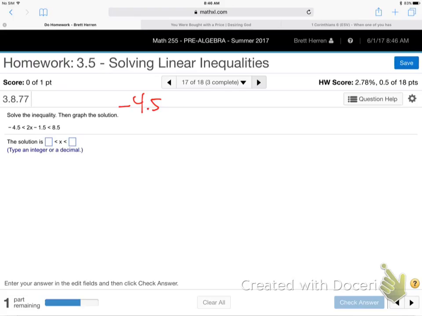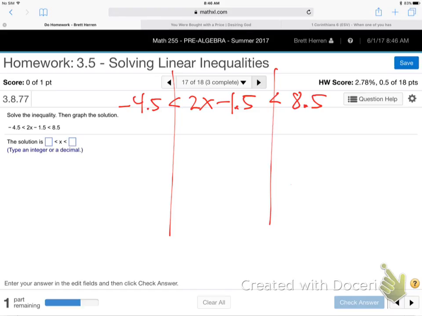Minus 4.5. 2x minus 1.5 is in the middle. And 8.5 on the right. So again, I encourage you to put in the line so we have a left, a middle, and a right.